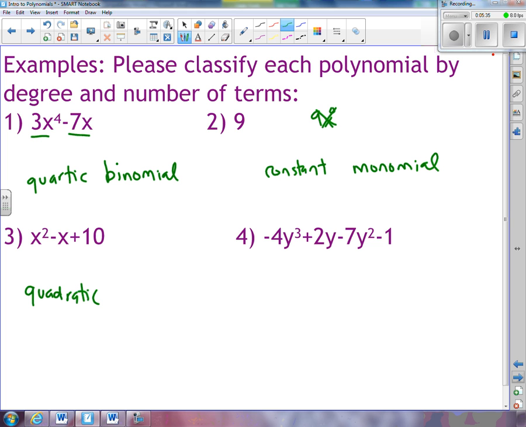Okay, so then here our highest degree is 2, so this is a quadratic. See what our whole last chapter was on. And there are 3 terms, so it's a quadratic trinomial. Here, our highest degree is 3, so it's a cubic. And it has more than 3 terms, so we just call it a polynomial, cubic polynomial.